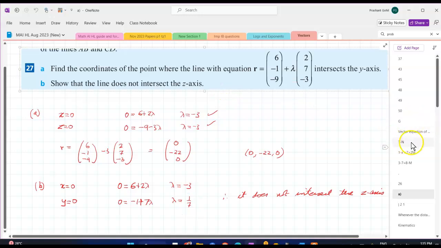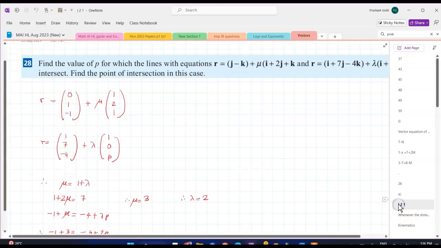Yeah, that's... I don't know what to do further. Full vectors are revising. Yes.